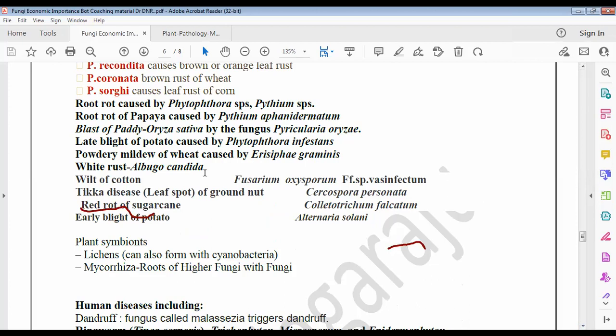Okay. You know already white rust we discussed, caused by Albugo candida. And you know Tikka disease caused by Cercospora, already told you. Cercospora arachidicola, the perfect stage. Yesterday I told you, forgot.